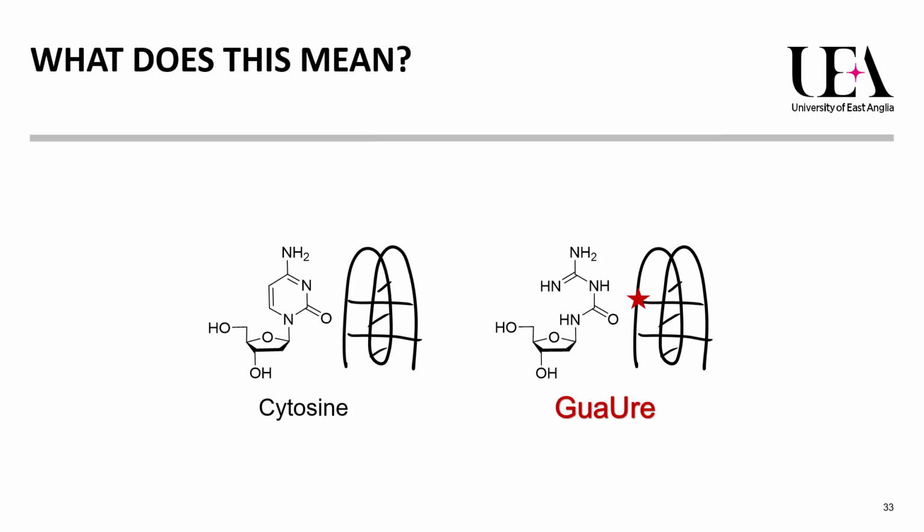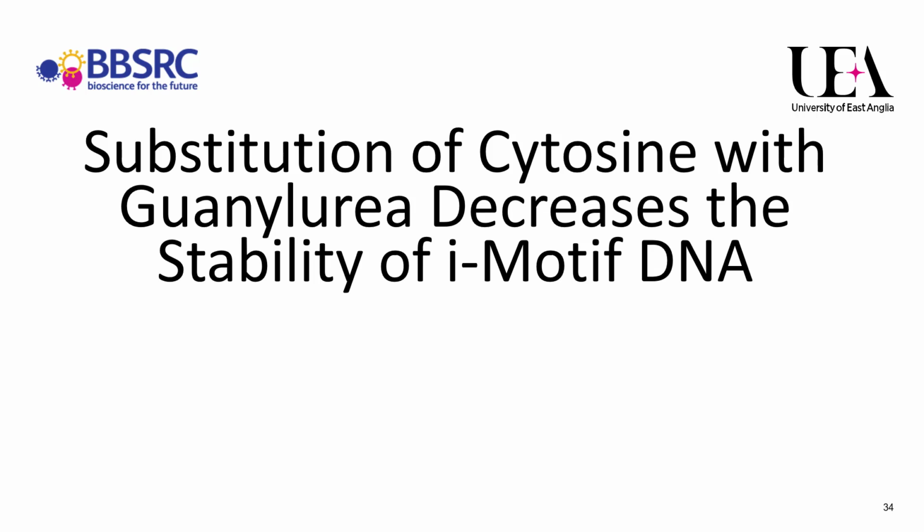This research helps us understand more about the breakdown product of decitabine, Guanylurea. It also tells us that the interaction between this drug, i-Motifs, and the chemical markers on a person's DNA is a whole lot more complicated than we anticipated. This work has been supported by the Biotechnology and Biological Sciences Research Council, or BBSRC.